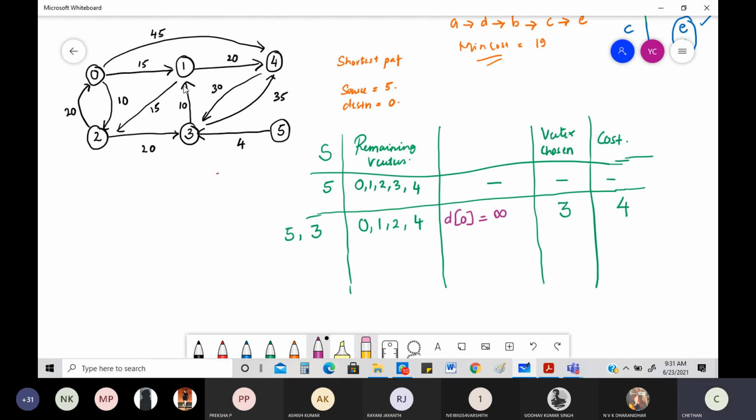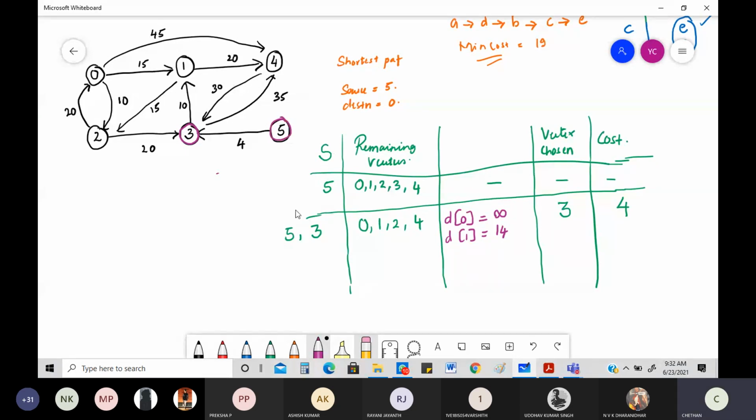From 3, can I go to 1? Yes, I can go there. So I will put the distance with regard to 1 equal to 14, because 3 I've already chosen. That you have got to keep in mind. 3 is already chosen from my side. So yes, 5 was my source, and 3 was already chosen. So 1 I can easily go. Then from 3, where all can I go? I can go to 4 also, correct? See, from 3 I can go to 4 also.